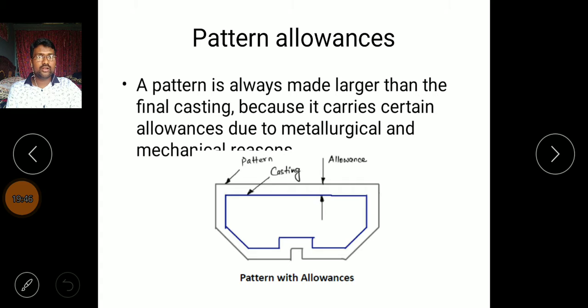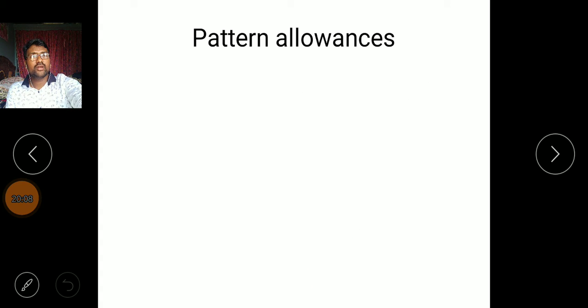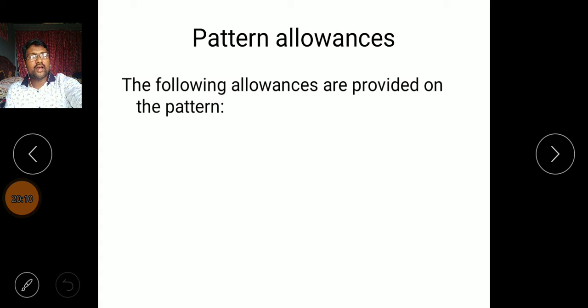In this diagram, you have to understand clearly. The blue line indicates the actual dimensions of the casting product. The black line indicates the allowances made by the pattern, that is, the dimensions of the pattern. The difference between these two lines is known as the allowance. What is the requirement of allowances? We will learn. Coming to pattern allowances.